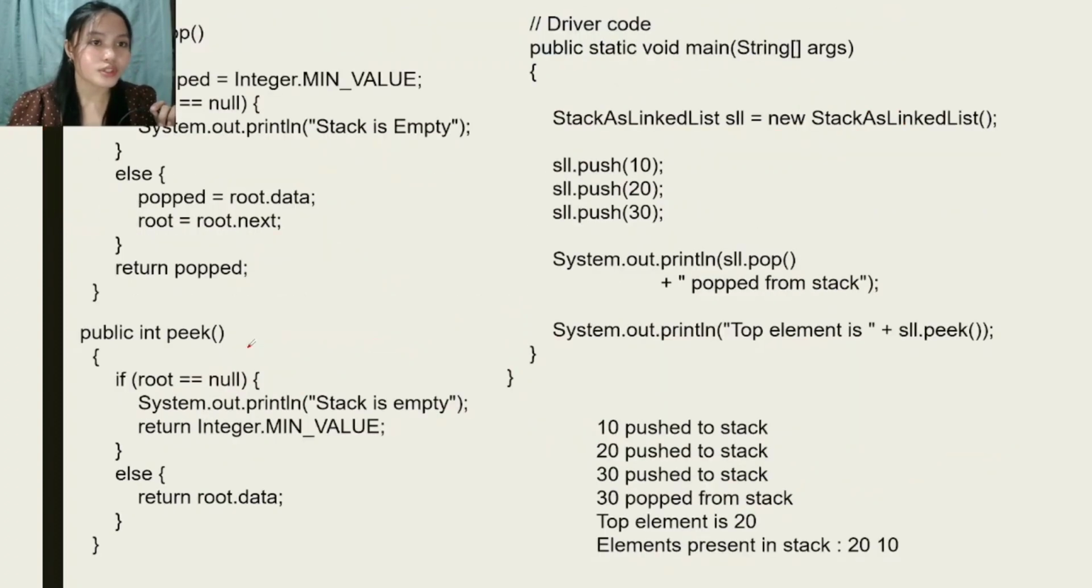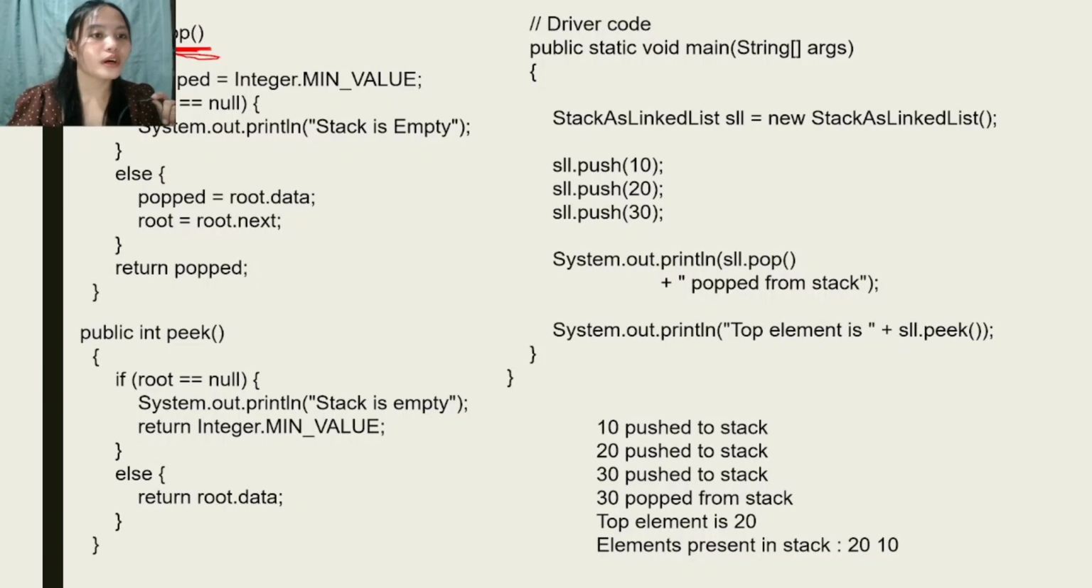Now let us proceed to the public int pop. Let's proceed to our pop method. Since our data type is int, we will have to return an integer from our method pop.